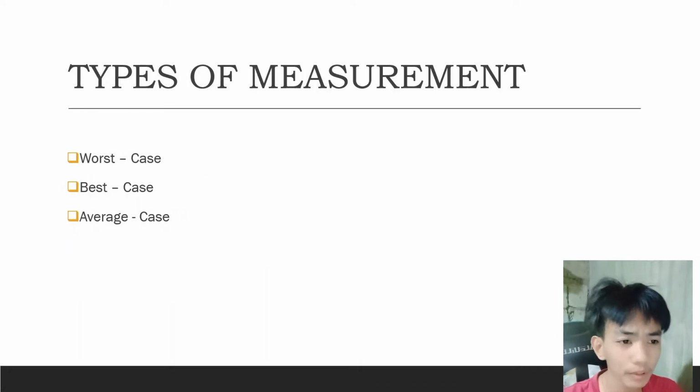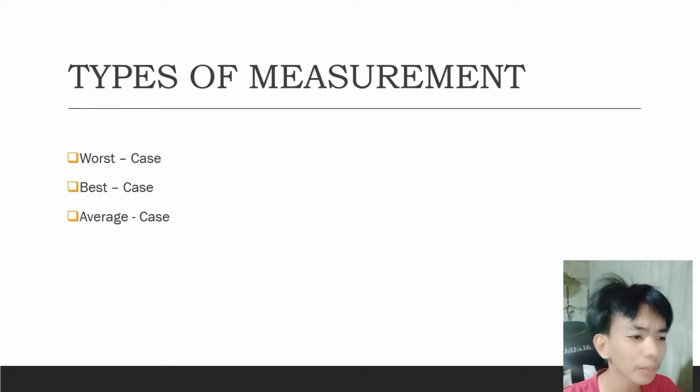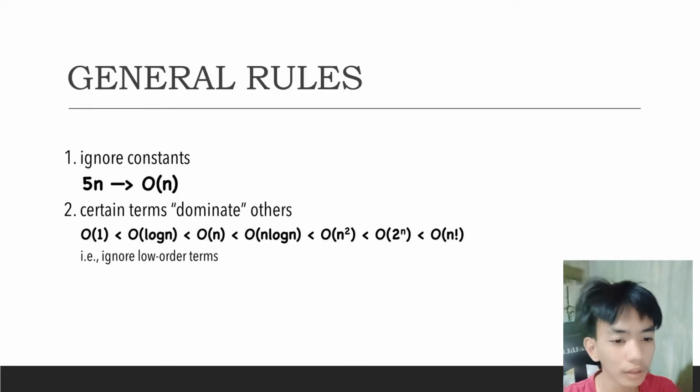So, the types of measurement of Big O notation: worst case, best case, average case. When we're talking about Big O, kadalasan ang ginagamit is worst case. It doesn't mean na hindi na importante yung dalawa, yung best case and average case.